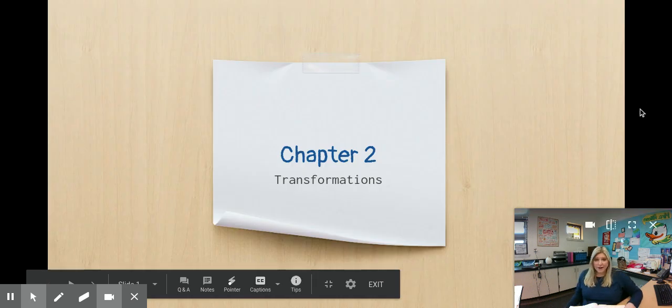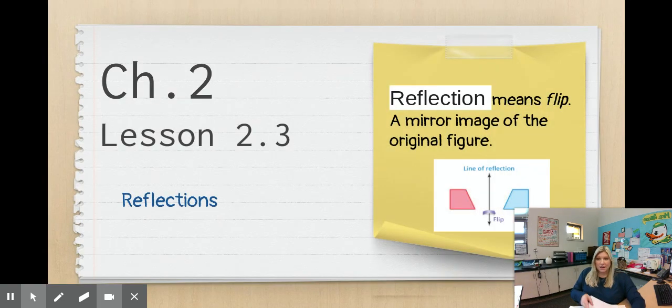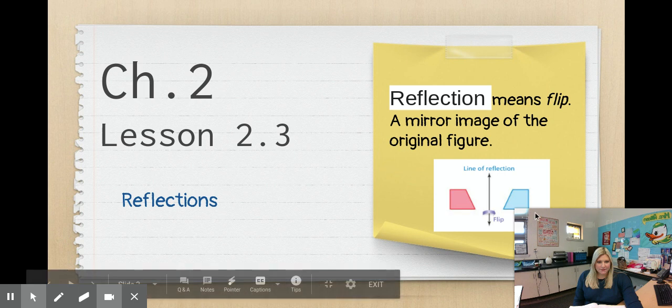All right, we're still in chapter 2, transformations of figures. We are in 2.3, reflections. So a reflection is just like what you would think it is. It is a mirror image. Just like looking in the mirror, it's a reflection of an image, okay? It's a flip.